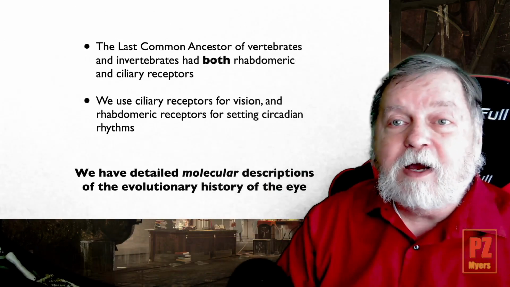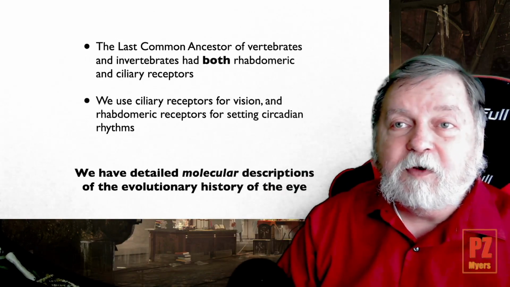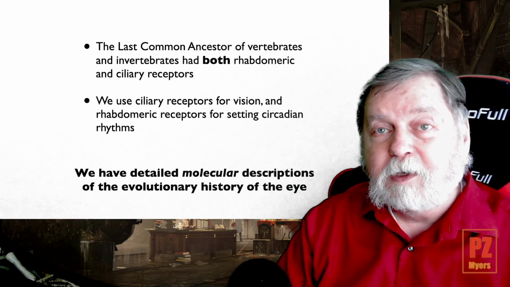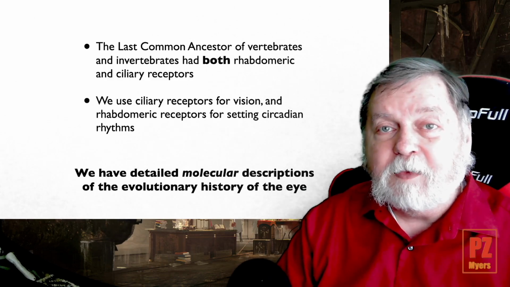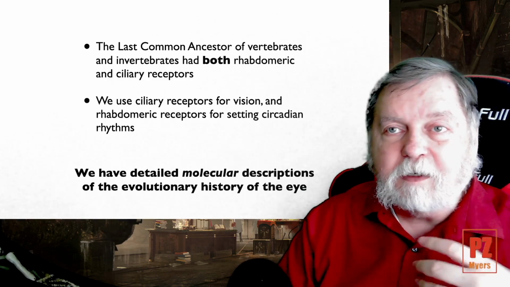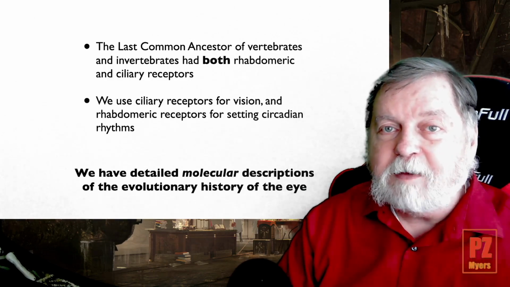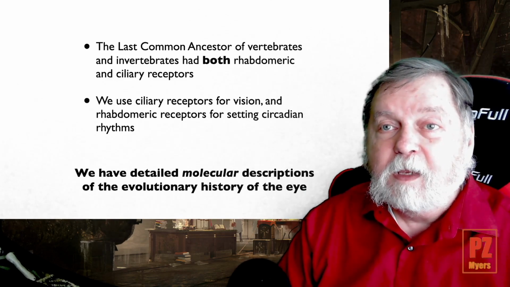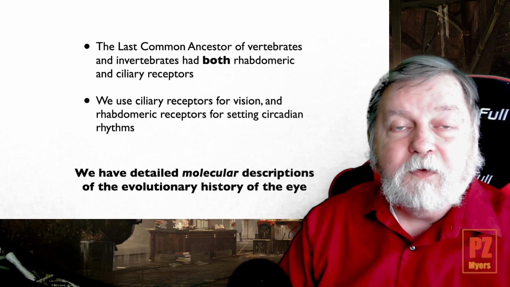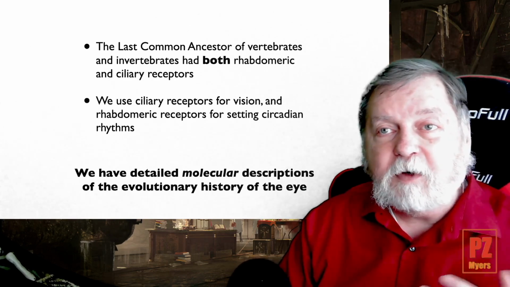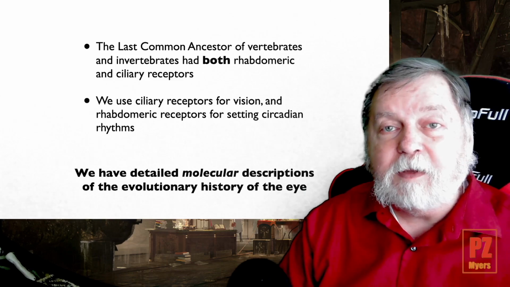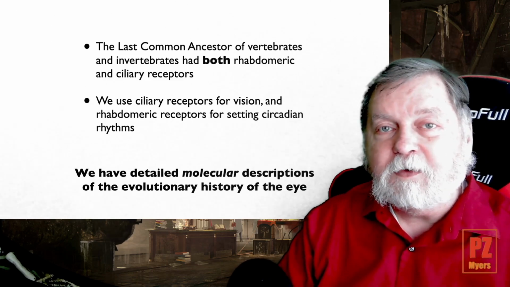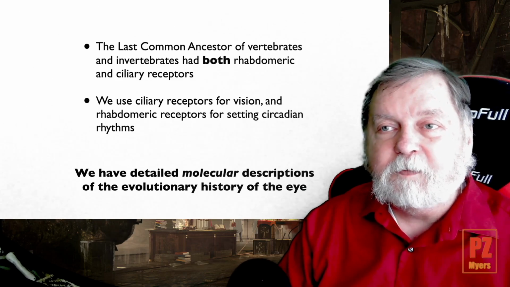And then the last common ancestor of vertebrates and invertebrates had both rhabdomeric and ciliary receptors. So there's a unity there. Even though we're using different ones for vision, we've got the same molecular history in the formation of vision. And we, in particular, use ciliary receptors for vision and rhabdomeric receptors for circadian rhythms. And in invertebrates, we just flip that around. Use different receptors for those things.